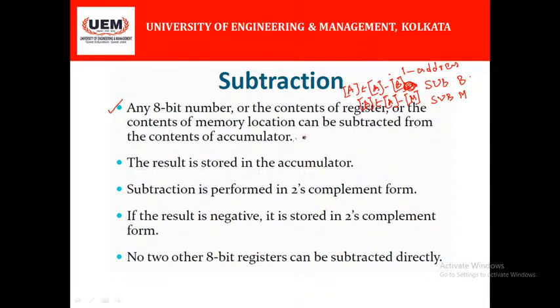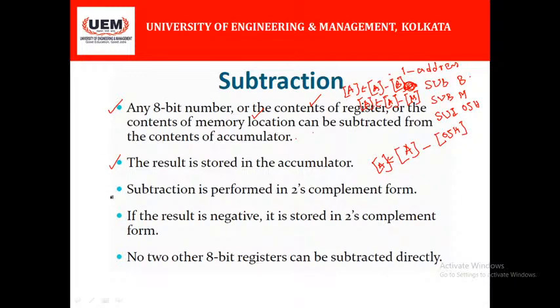In the case of SUB B, the content of register B is subtracted from the accumulator. In the case of SUB M, the contents of memory location M are subtracted from the contents of the accumulator, or it may be that 8-bit data is subtracted. So SUI 05H. In that case, the data which is given directly is subtracted from the content of the accumulator, and the result is stored in the accumulator register.